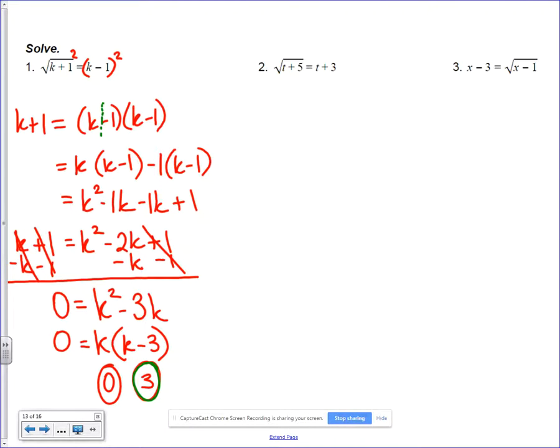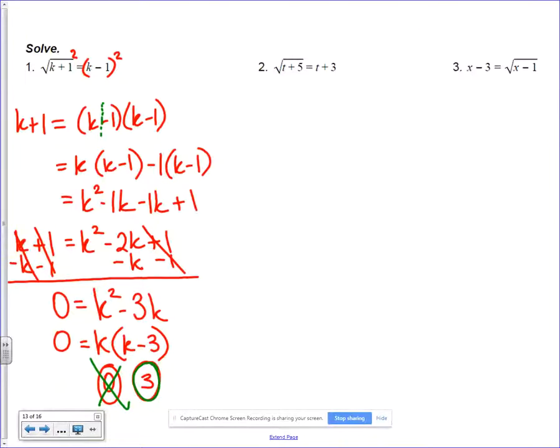If I put a 0 up there, what's 0 plus 1? Square root of 1 is 1. So that left-hand side is a 1. If I put a 0 on the right-hand side, what is 0 minus 1? Negative 1. Do they equal each other? Does 1 equal negative 1? So that's the extraneous solution. The only answer that will actually work here is 3. A little bit more work to be done there, isn't there? A little bit of time.